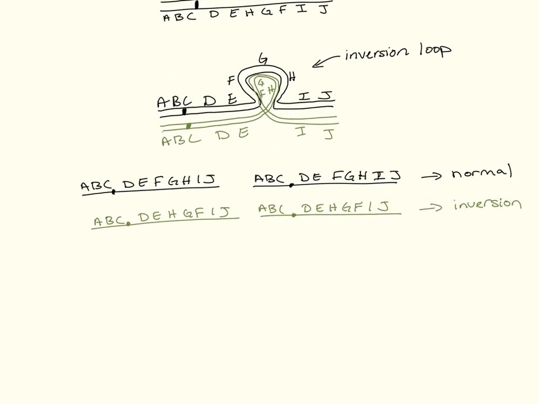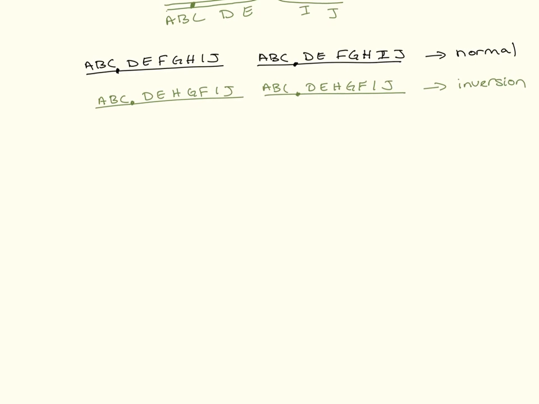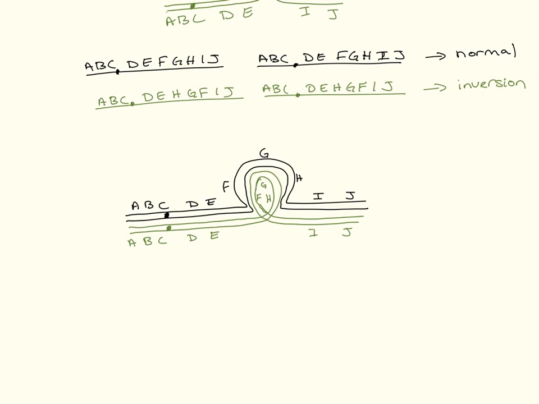But let's look at what happens if there is a crossing over event within that inversion loop. So here are our two homologous chromosomes lined up. And within the inversion loop, let's say there's a crossing over event that happens here between G and H. And so remember that the crossing over happens between the two chromatids that are closest to each other. So the outer chromatids are going to stay the same.